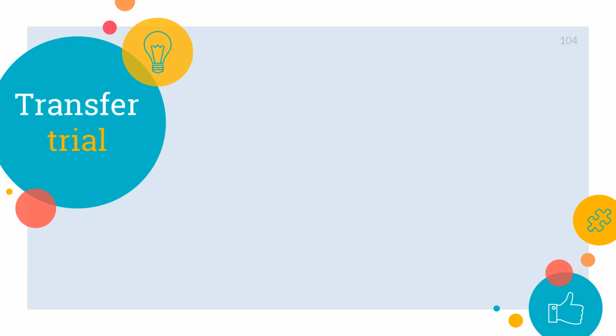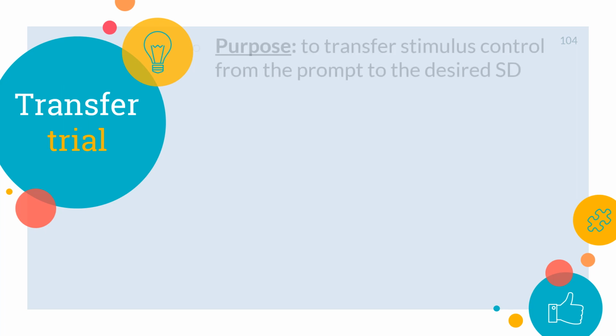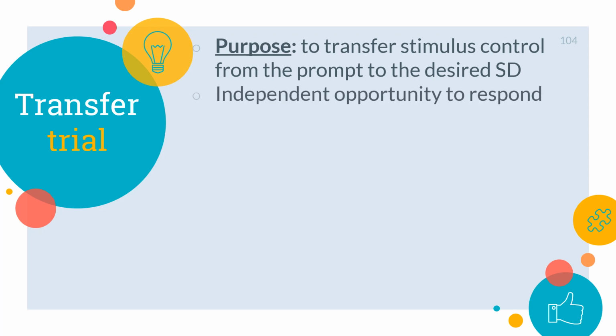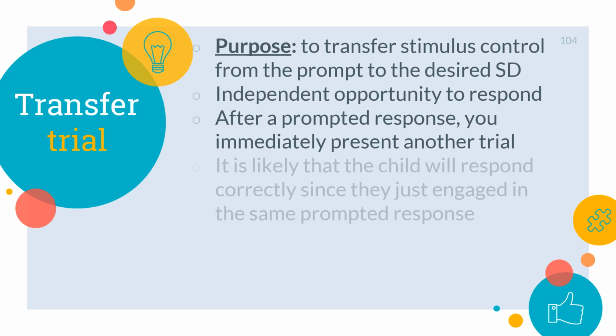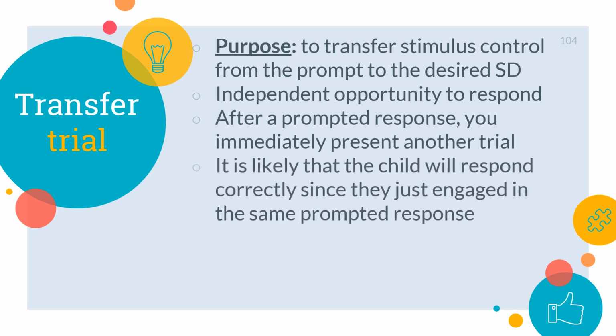In addition to prompt fading strategies, another way to transfer stimulus control from a prompt to the desired discriminative stimulus is through the use of transfer trials. After an incorrect response, when the child had an independent opportunity to respond, a prompt is provided. After the prompted response, you would immediately present another trial or another independent opportunity to respond. It is likely that the child will respond correctly during that independent opportunity as they just engaged in the same prompted response.